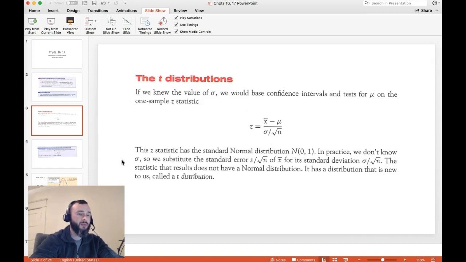The statistic that results does not have a normal distribution. It has a new kind of distribution called a t distribution. So the key here is that once we substitute in the standard error, our data is no longer normally distributed. It's distributed with a t distribution. And there's more than one of them based on how large the sample size is, which we'll talk about in just a second.